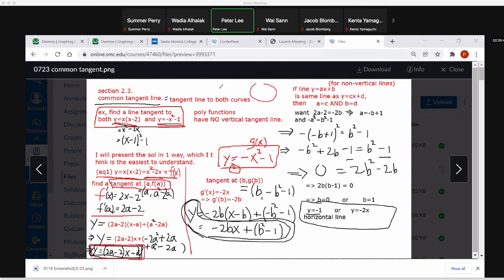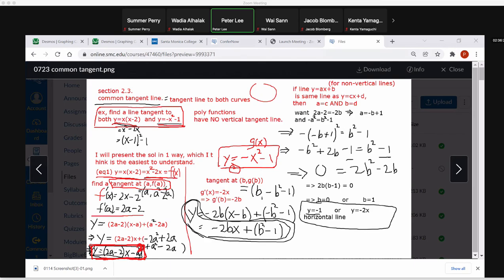And that is actually a square. This is a 2a minus 2 times x and then minus a squared. When you simplify that, you get minus a squared. So this is the line. This is the tangent line to the first curve at a comma f of a.